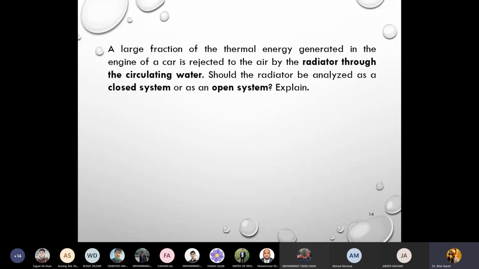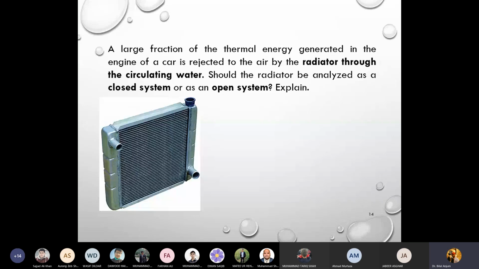So I have flashed a statement in front of you, and I would like to have an answer: a large fraction of thermal energy generated in the engine of a car is rejected to the air by the radiator through the circulating water. Should the radiator be analyzed as a closed system or an open system?